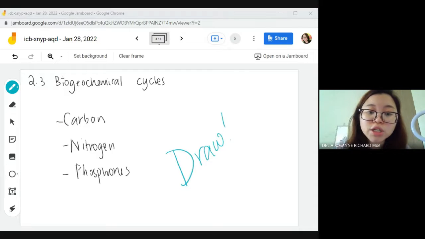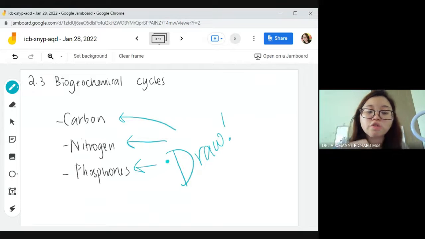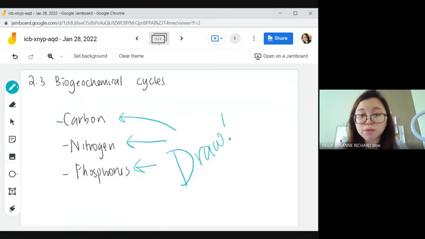I want you to draw the charts showing each of these biogeochemical cycles, and you should submit them in GC.